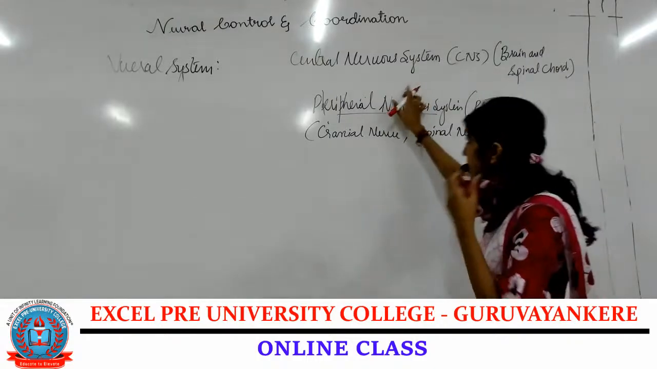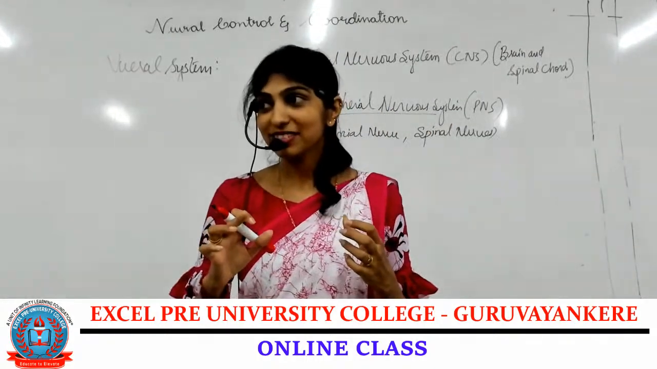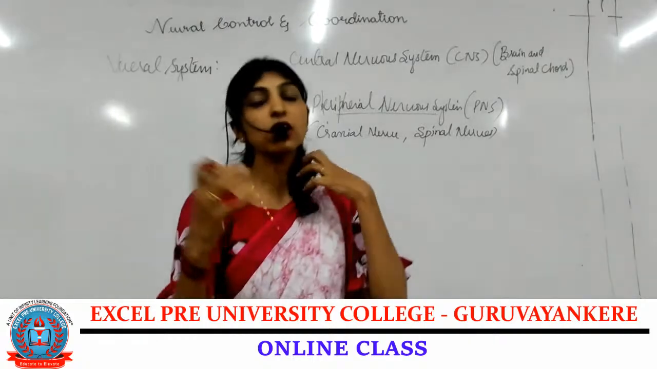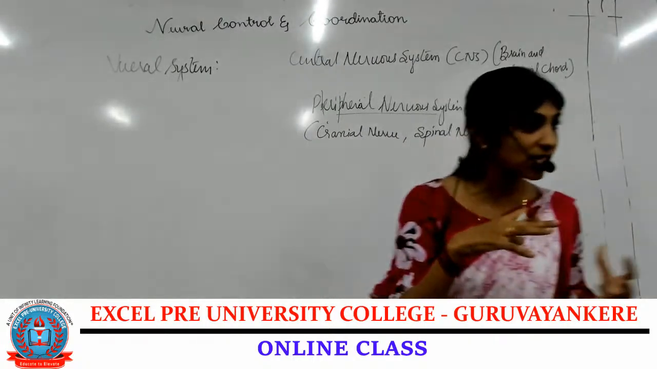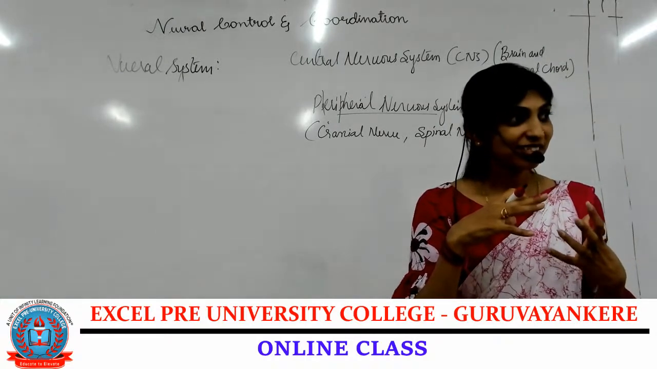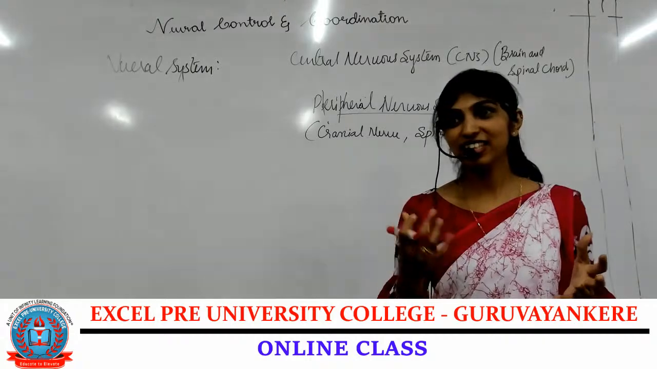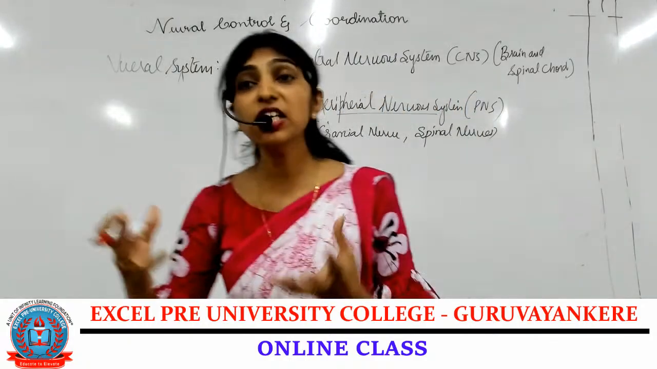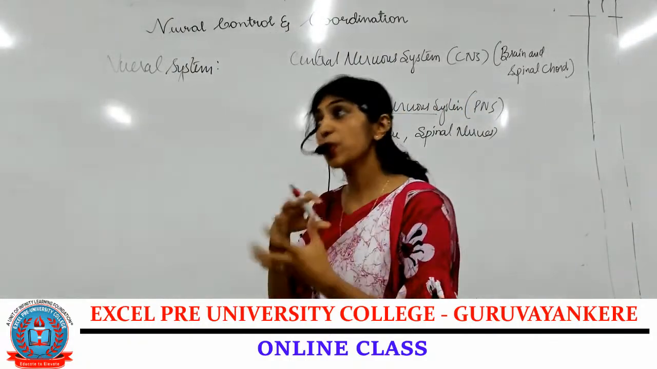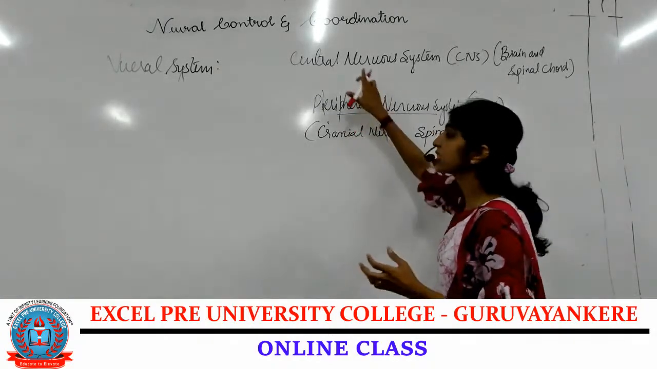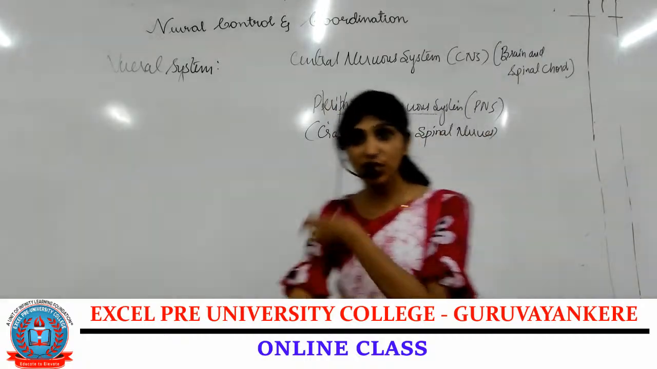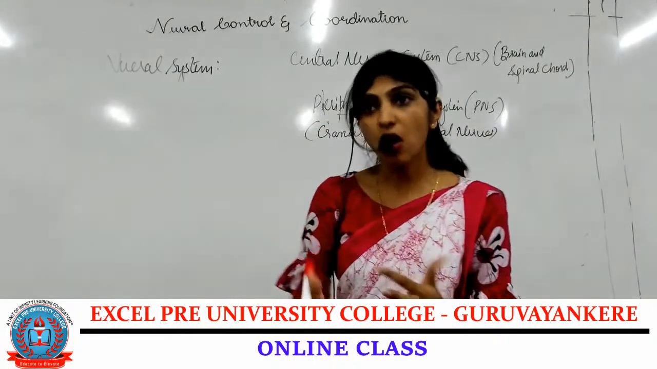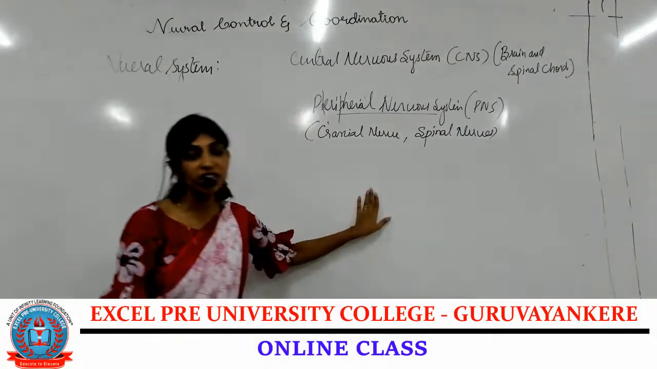Is it clear? Our central nervous system includes brain and spinal cord. The image or any information that is received will be processed in the central nervous system. Whatever information is taken to the brain, there the processing takes place. Processing of information takes place in the central nervous system, and the signal is transmitted, carried. Either the signal is carried to the brain, or from the brain the signal is carried back to the different tissues and organs. That transmission is done by the peripheral nervous system.